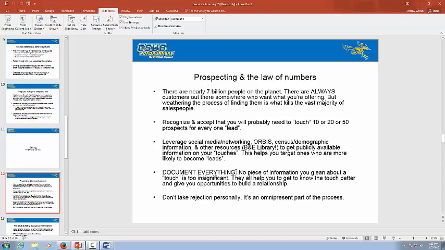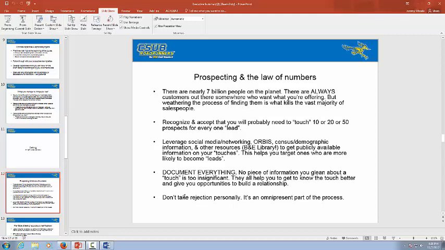Document everything. There's no piece of information that you can glean from a touch which is too insignificant. That includes the fact that you left a voicemail. Maybe their voicemail said that they were out of town for a week. Maybe the name of the assistant that picked up the phone when you called was Ann. Any of that information is important to document. Don't overlook any piece of information that you might glean along the path of looking for sales leads.